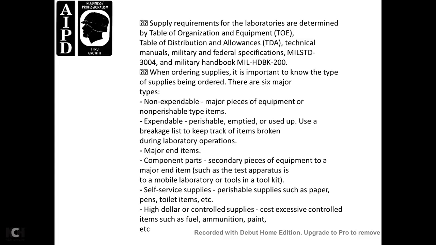When ordering supplies, it is important to know the type of supplies being ordered, with six major types: non-expendable, major pieces of equipment and non-perishable items; expendable, perishable, used up; breakage, keeping track of items broken during laboratory operations; major end items; component parts, secondary pieces of equipment to a major end item, such as test apparatus and tool kits; self-service supplies, perishable supplies such as paper, pens, toilet items, etc.; and high dollar uncontrolled supplies, and excessive controlled items such as fuel, ammunition, and paint, etc.